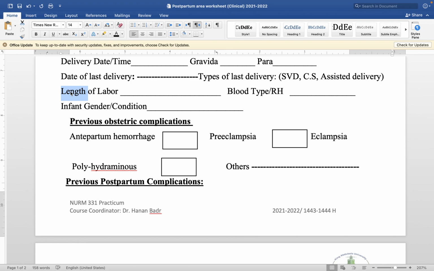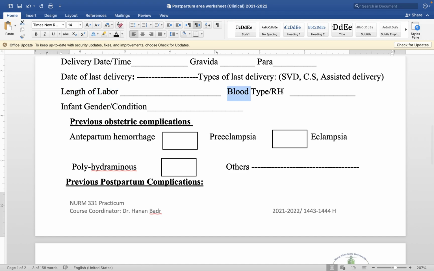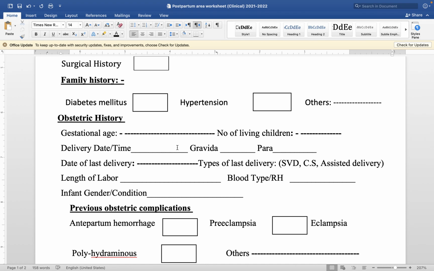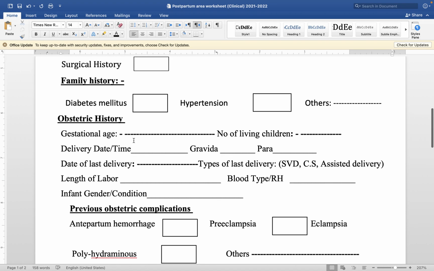it will be considered assisted delivery. And length of labor is very important because in the lecture we're going to talk about normal labor and delivery. Normal labor and delivery has an average duration for primary gravida and for multigravida, and that's why we ask about the duration or length of labor. Blood type and RH is pretty important. We are looking here if the mother is RH negative, and that indicates RH incompatibility in the future and she needs further management.